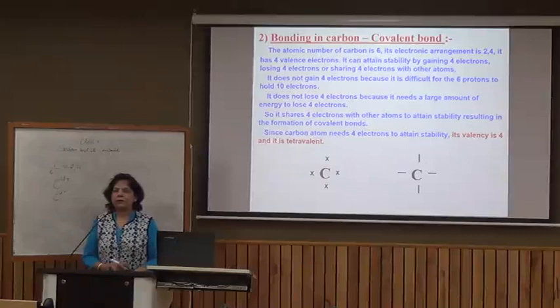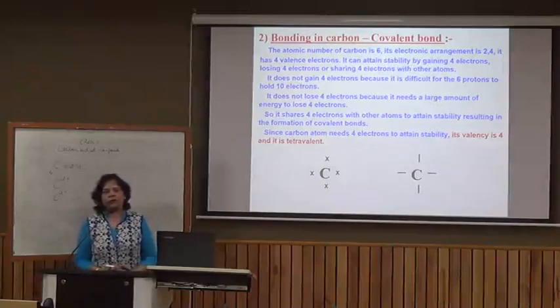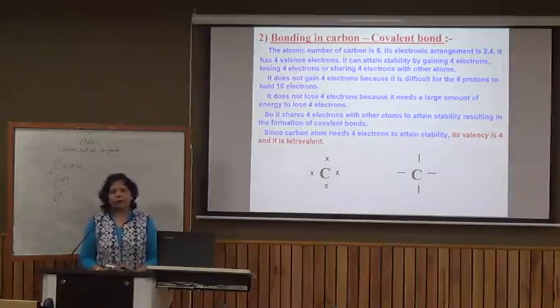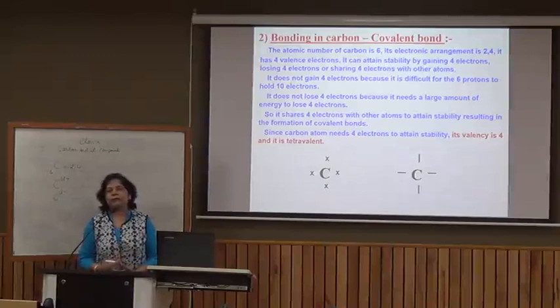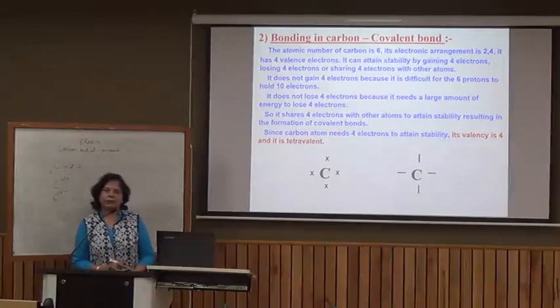So how does it complete its outermost shell and attain stability? This is done by the sharing of electrons, and the bond which is formed by the sharing of electrons we call a covalent bond. The compounds which are formed by covalent bonding we call covalent compounds, or we call them molecular compounds. Before studying more about carbon compounds, let us first understand what is covalent bonding. We will take some simple examples to understand covalent bonding.